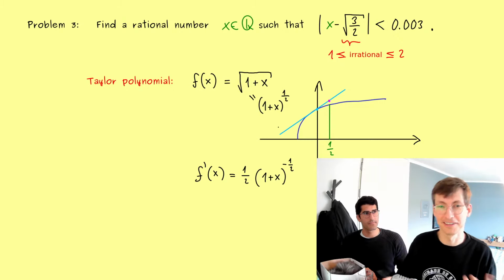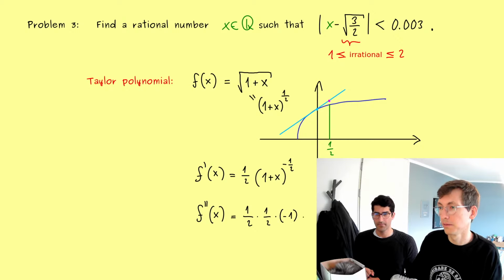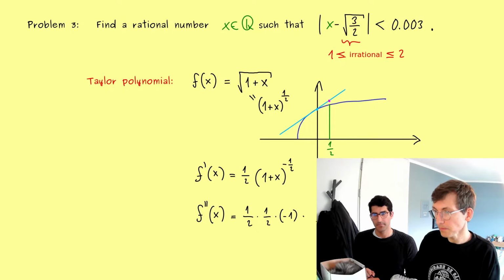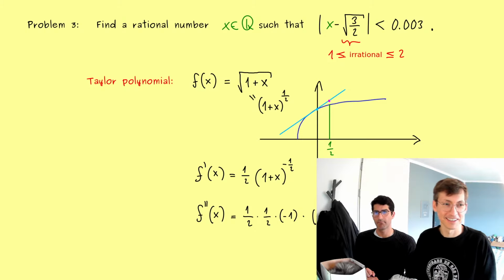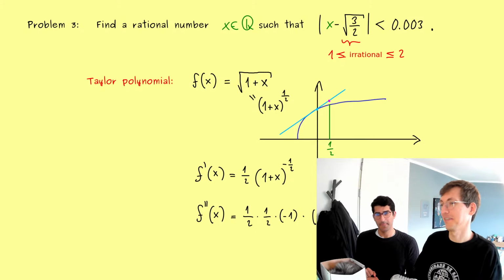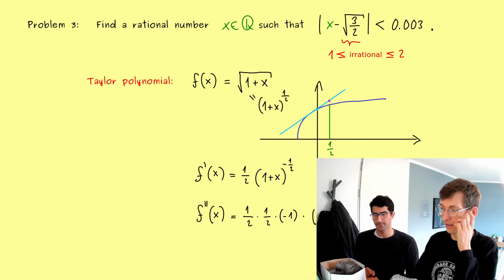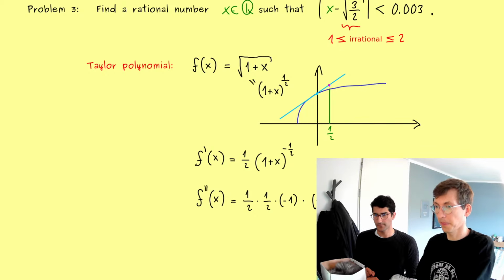Next one, second derivative. 1/2 stays there, and then we get minus 1/2 in front. I put the minus 1 separately, because easier to write. And then we have 1 plus x to the power minus 3/2. It's reduced by 1. So you have to subtract 1. So 2 halves. Okay, very nice. Can we do more?